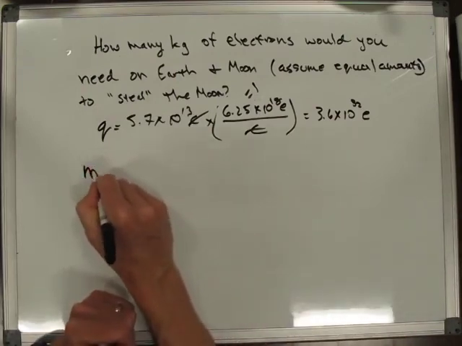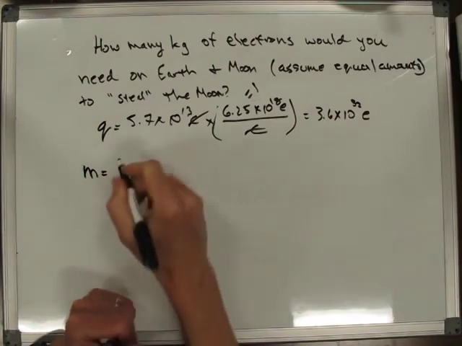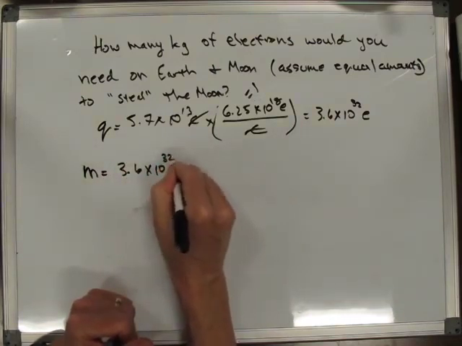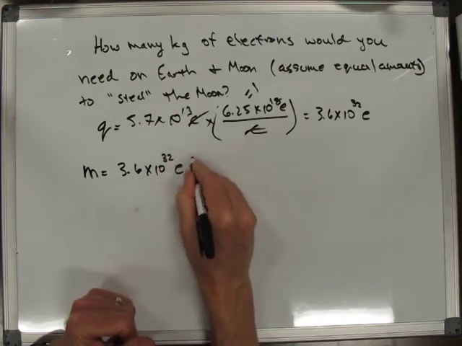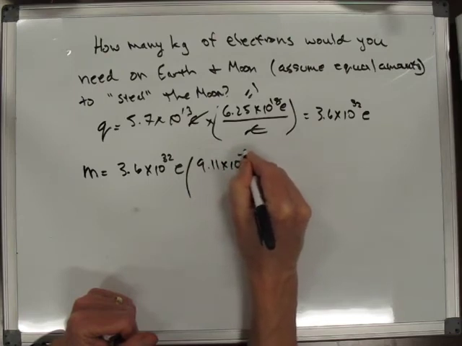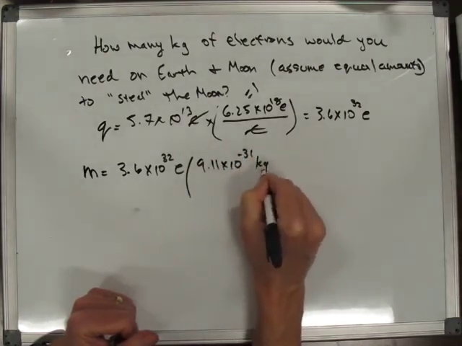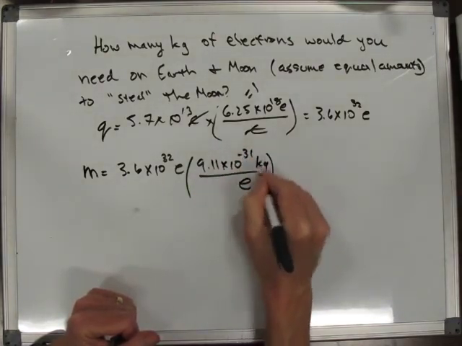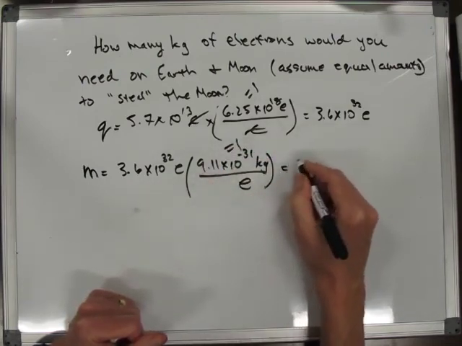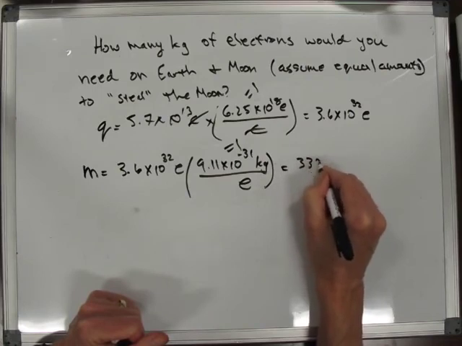So now I can say the mass is equal to 3.6 times 10 to the 32nd electrons times 9.11 times 10 to the minus 31 kilograms per electron. This is also equal to 1, I'm just doing a unit conversion to mass, and this gives me about 330 kilograms.